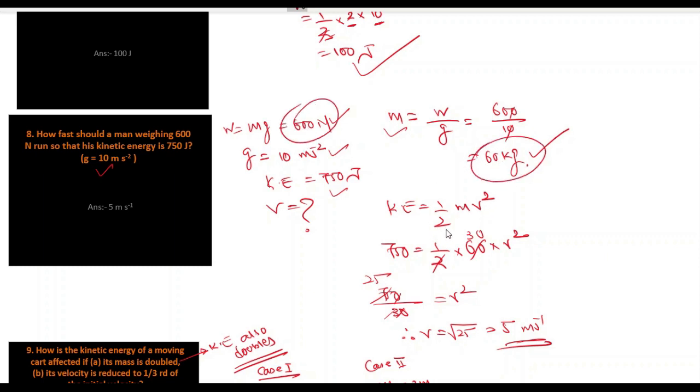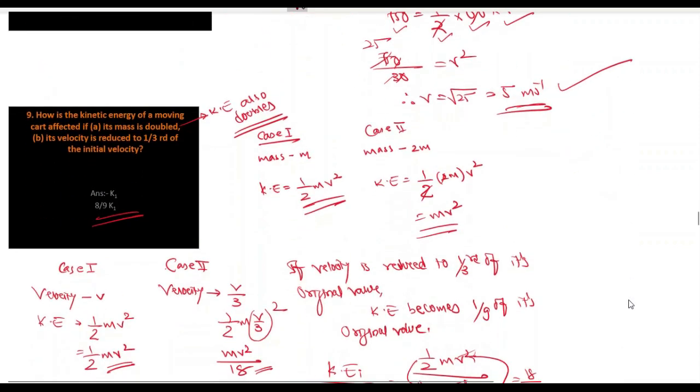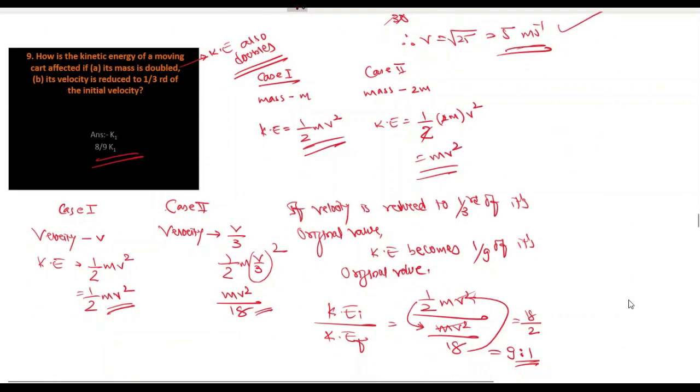Now we can find the value of velocity using the formula of kinetic energy. We know the kinetic energy, 750 joule, is equal to half into mass, 60 kg, into V square. If we simplify it, we get the velocity as 5 meter per second. That was question number 8. Let's move to question number 9.